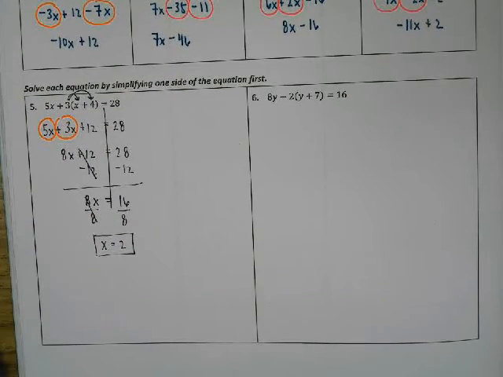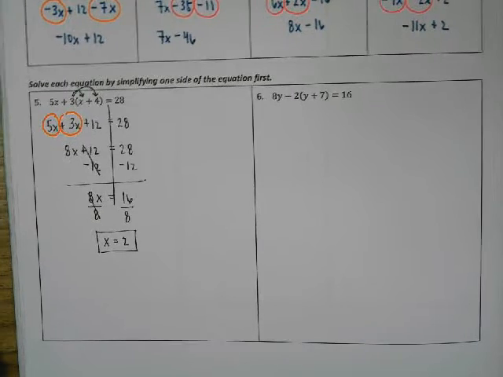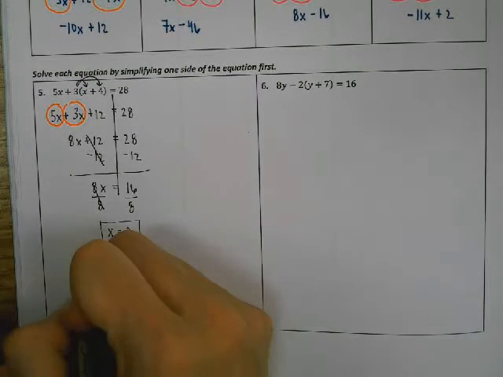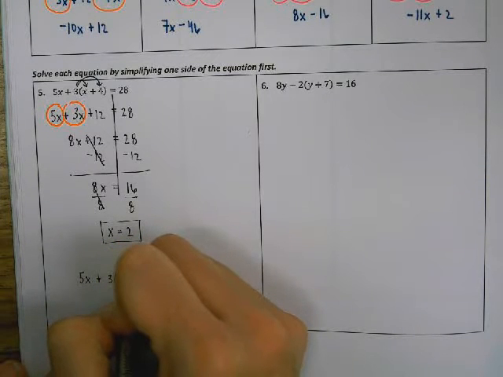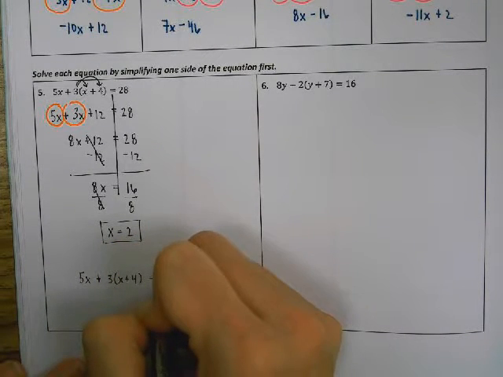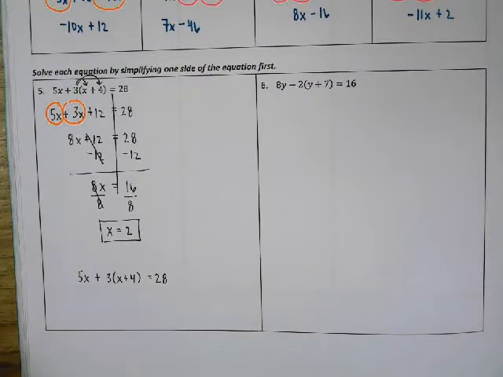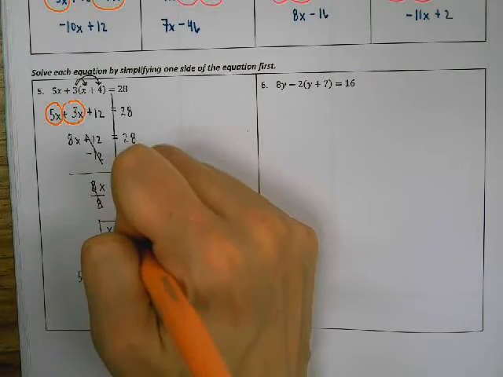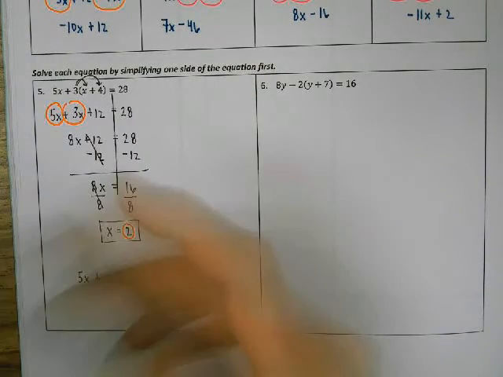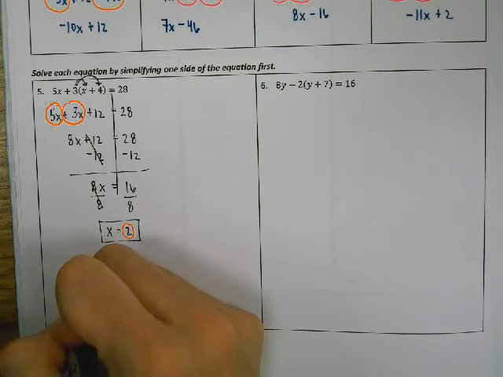Now, of course, I'm going to check my work. I want to make sure I don't have any mistakes before I say I'm done. So I'm going to copy my original. And again, anywhere I see an x, I'm going to plug in this 2. So every time I see an x, I put in a 2.